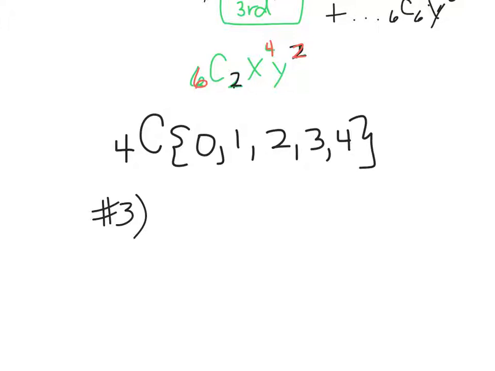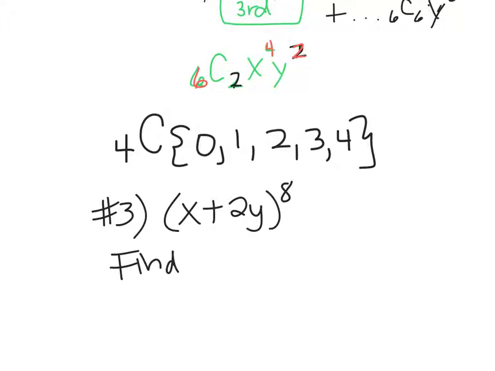All right, number 3. It says here that we have x plus 2y to the 8th power. And we're not going to expand this whole thing. That'll take a while. We want to find one term. We want to find the x cubed y to the 5th term. Or basically, we want to know what's the coefficient going to be when I have this whole thing expanded out. What's the number that's going to be in front of there?